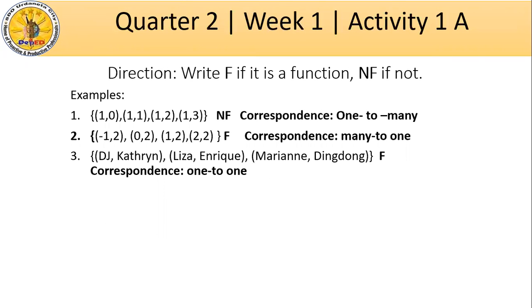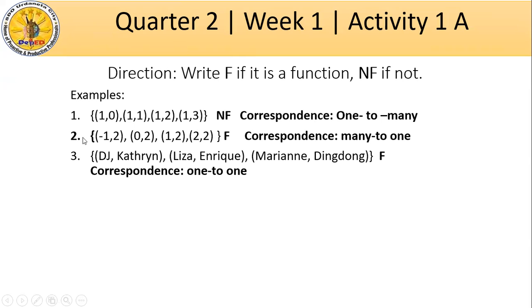For our activity 1, the direction is write F if it is a function and NF if not. So looking at our examples here, ordered pairs 1 has domain 1, while range is 0, 1, 2, and 3. Since 1 is repeated, then it is not a function. The correspondence is 1 to many.